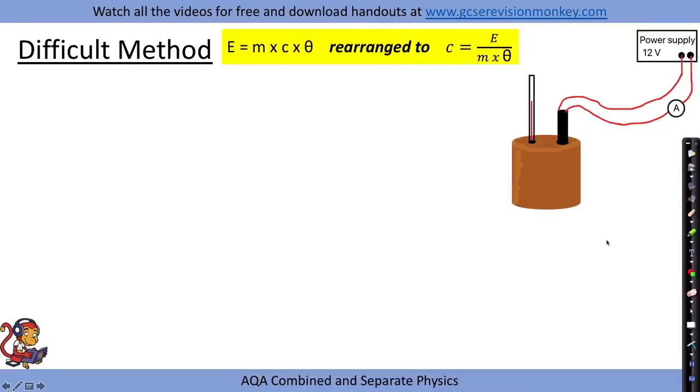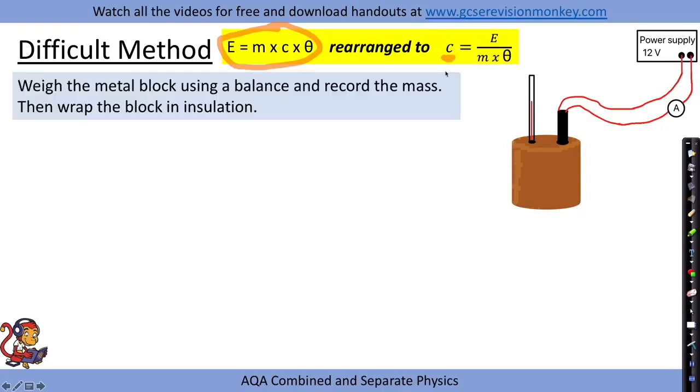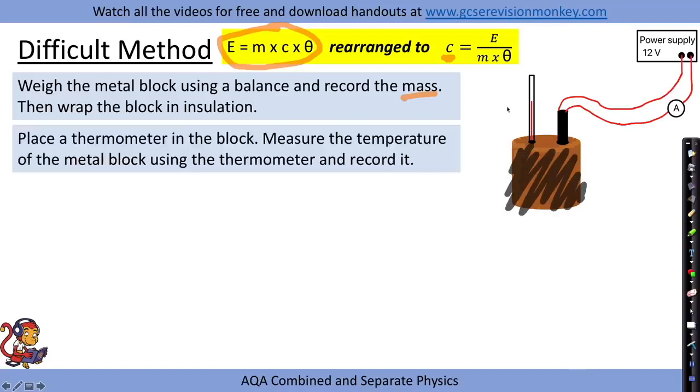Okay, so we're still on the required practical for measuring the specific heat capacity of a material. This method doesn't use a joule meter, but many of the steps are the same as the simpler method. Again, we're going to focus on this equation on the datasheet, E equals mc theta, which we can rearrange to calculate specific heat capacity. So we still do the same steps as before. Weigh the metal block using a balance to record the mass. Wrap the block in insulation to prevent heat transfer to the surroundings. Place a thermometer in the block to measure the temperature before.